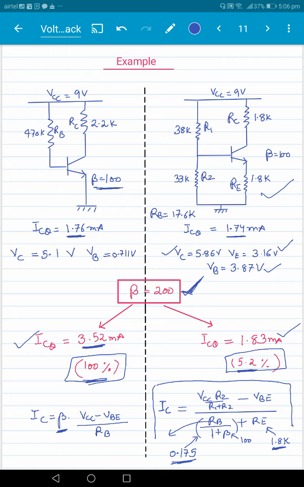So depending on the requirement, the sensitivity to beta can be altered by basically looking at this factor here. How large is RB compared to RE here? So looking at this particular factor here, we could adjust it. So now beta is only one thing which can cause the bias current to change here.